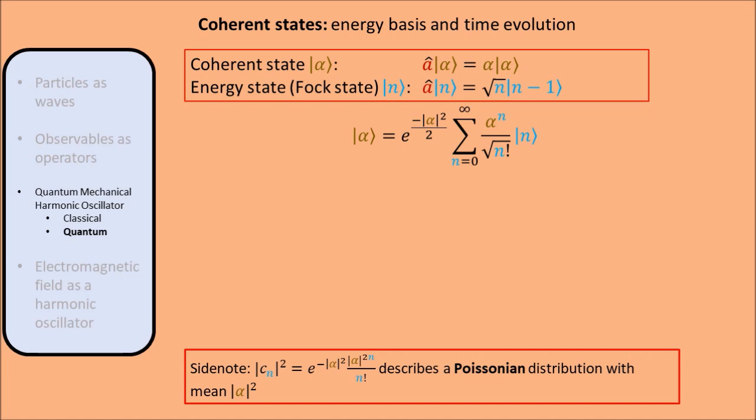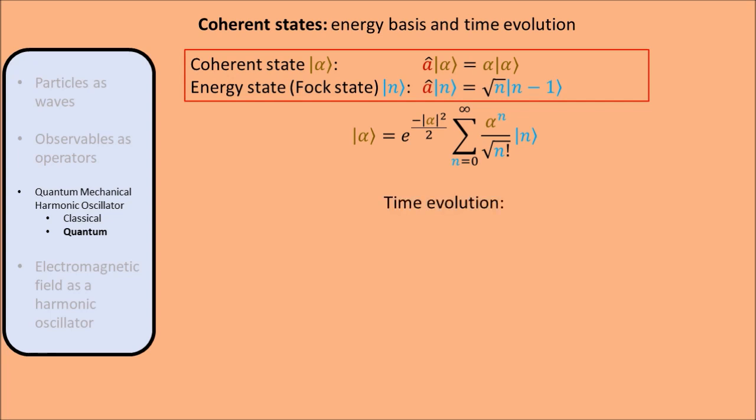With this expression for the coherent state in the energy basis, we can straightforwardly find the time evolution by multiplying each coefficient with a time-dependent complex exponential. We can plug in the expression for the energy and then simplify and rearrange some factors to eventually find that the time evolution of the coherent state is given by multiplying alpha with a time-dependent complex exponential.